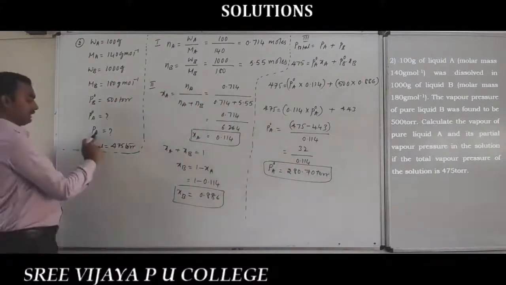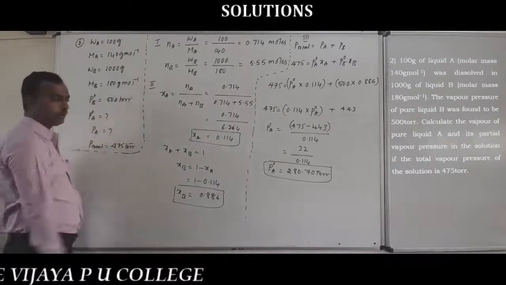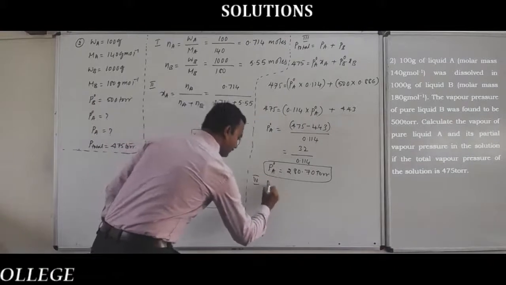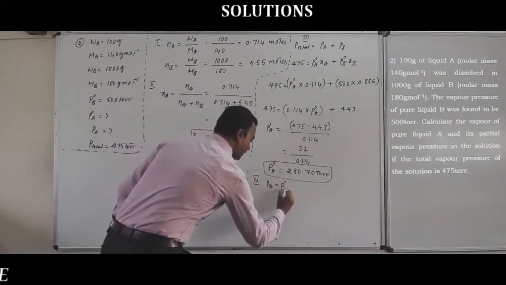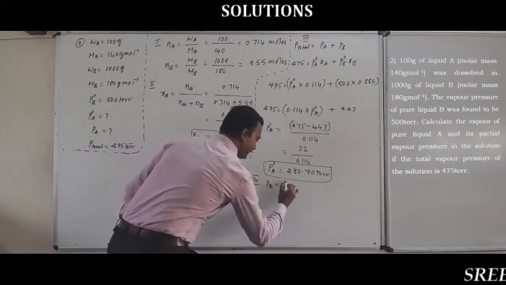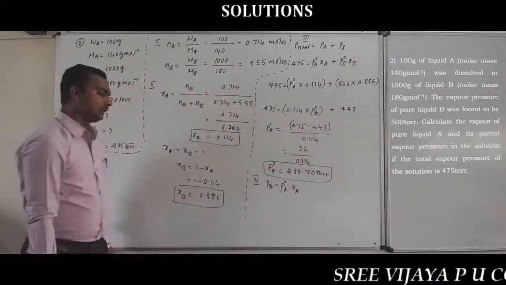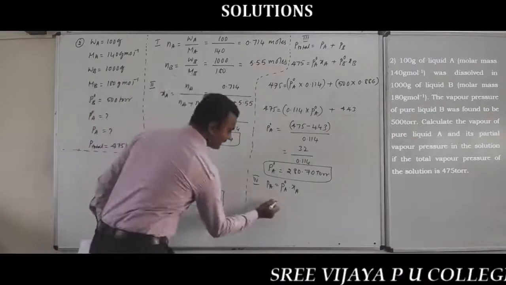So one more you have to calculate, that is PA. According to Raoult's law, fourth step, you have to calculate PA. So PA is equal to P naught A into XA. Already we calculated the P naught A, so we can easily calculate PA now.